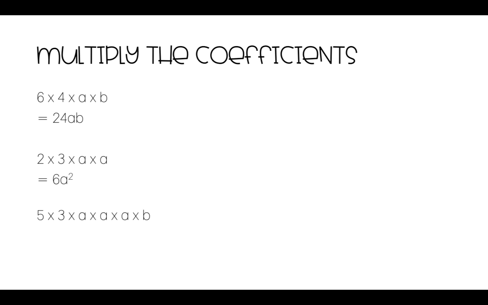And last one, 5 times 3 times A times A times A times B. I want you to pause this now, go and do that one and then come back. So hopefully you ended up with 15A cubed B, because there's 1, 2, 3 A's. So 15A cubed B.